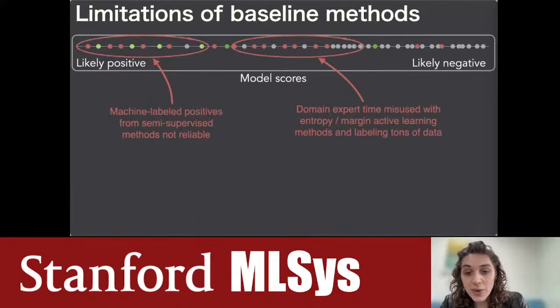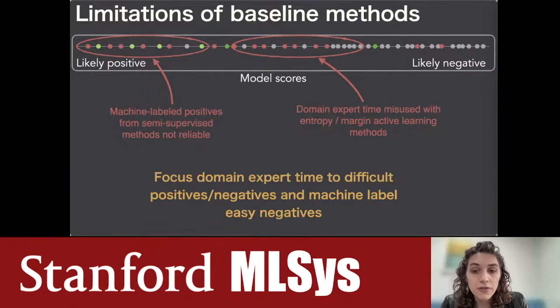So instead of expecting the domain expert to actually label all of the data as in active learning, or completely relying on an automatic method such as semi-supervised, we can actually go back to our main hypothesis, which is about making judicious use of the domain expert's time by focusing the domain expert on the few difficult positive and negative instances, and then actually using machines to label enough other data to then train deep models with.